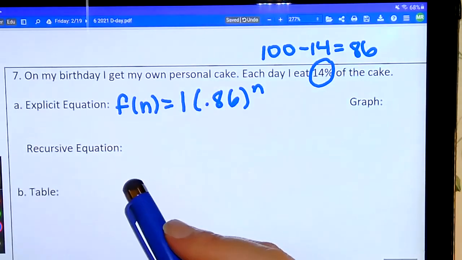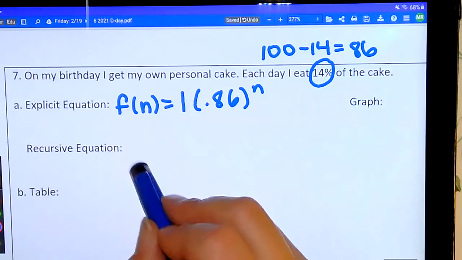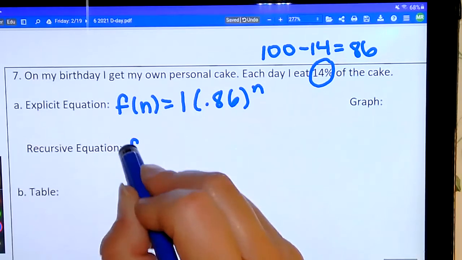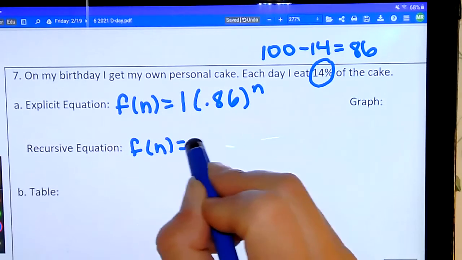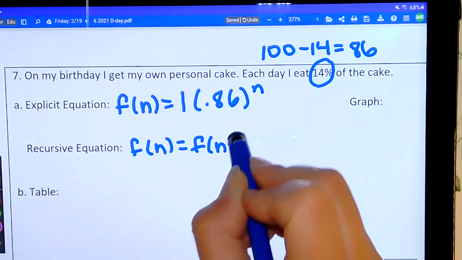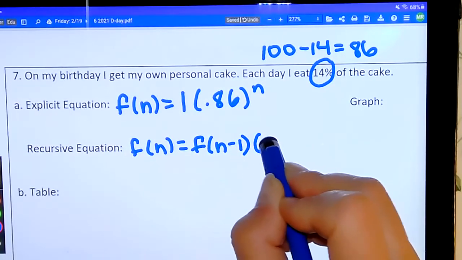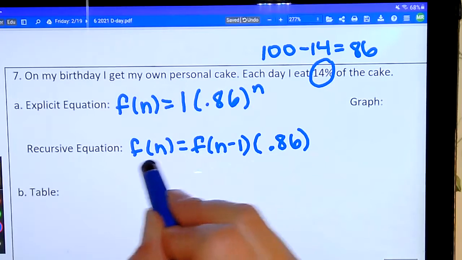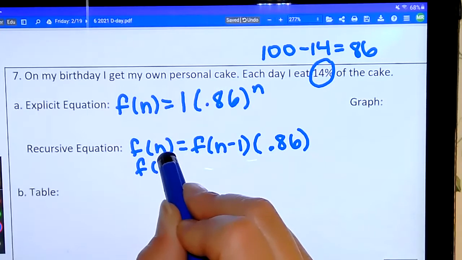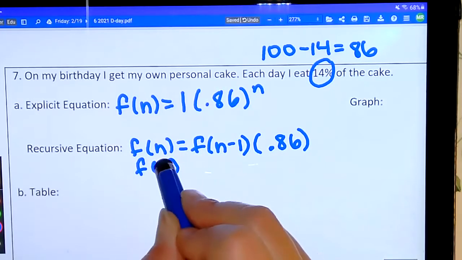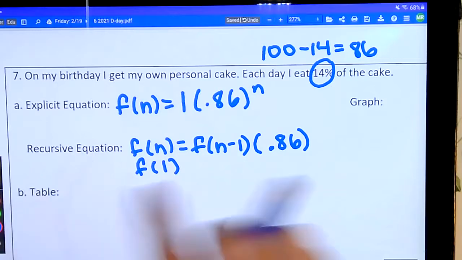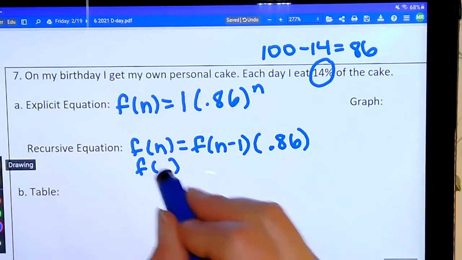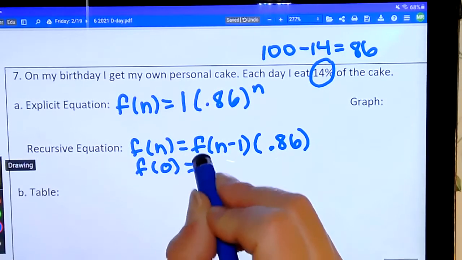Okay, so for our recursive equation, I am going to have f of n is equal to f of n minus 1, and I am multiplying by 0.86. And we're starting with 1, but this is my 0, right? My whole cake. My f of 0 is one whole cake.